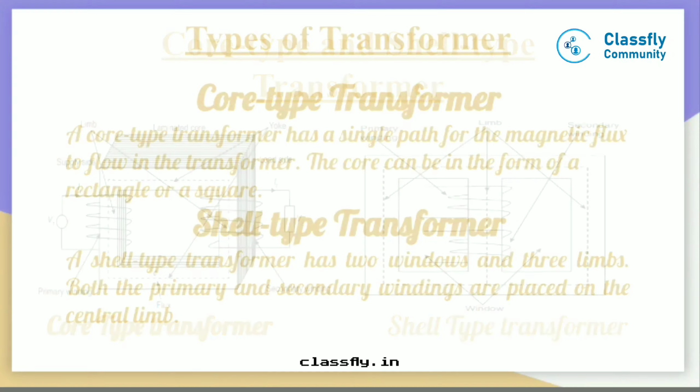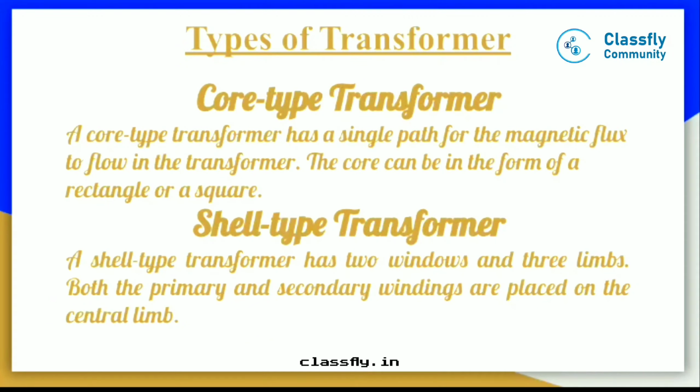The shell type transformer says that it has two windows and three limbs, and both the primary and secondary windings are placed on the center limb. So that means there will be two windows and three limbs, and both the primary and secondary windings will be on the center limb. Let's move on and see.